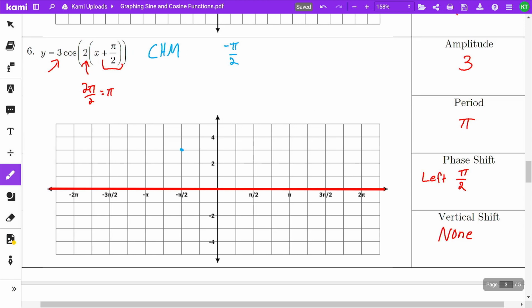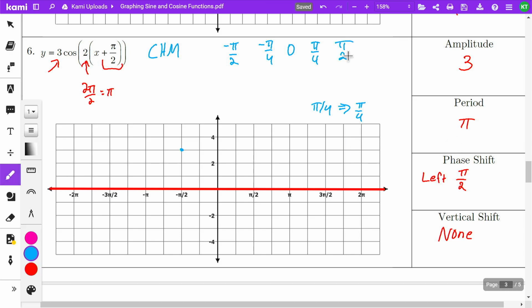Next, my period, I'm going to divide that by 4, so pi over 4. I'm going to be going in increments of pi over 4. So that means after negative pi over 2, I'll have negative pi over 4. I'll have 0. Then I'll have pi over 4. Then I will have pi over 2. And then we can follow our pattern after that.